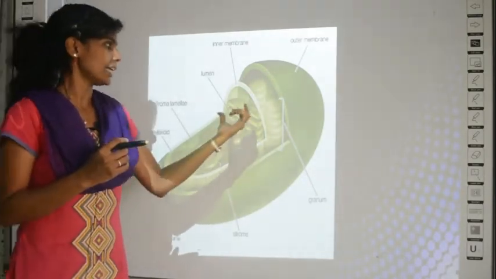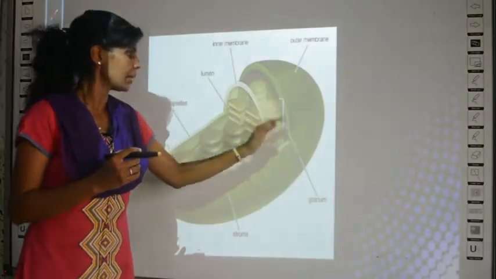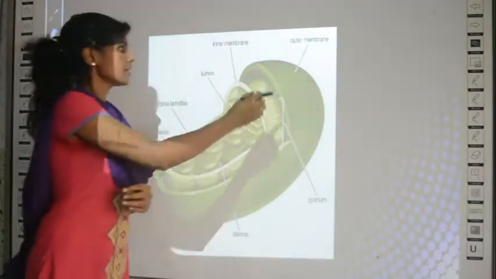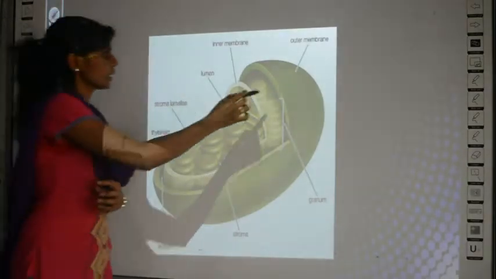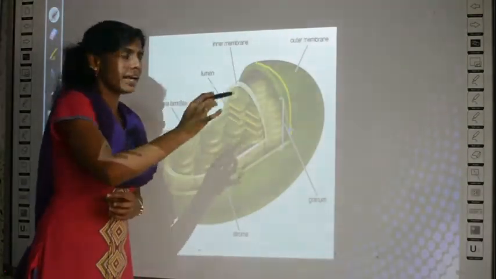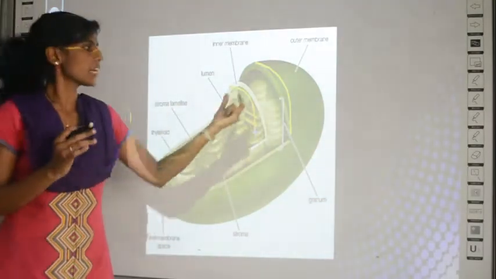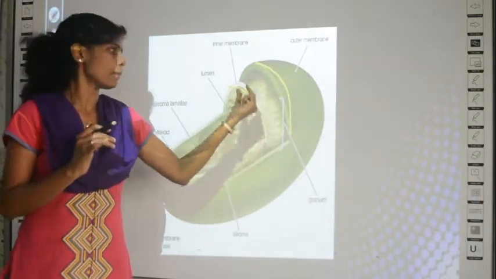So initially there are two membranes called the outer membrane and the inner membrane. Which is the outer membrane here? This is the outer membrane, and this is the inner membrane. So the chloroplast has one outer membrane and one inner membrane.